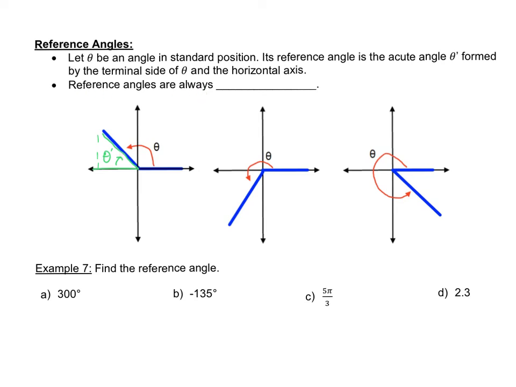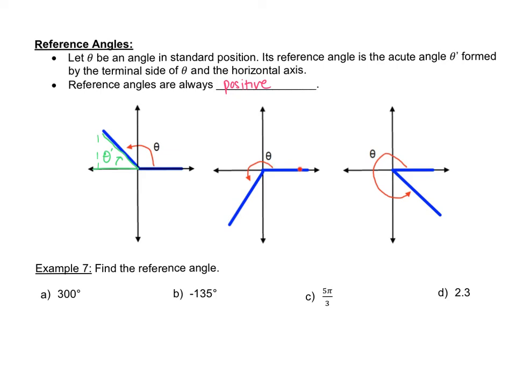I also want to mention that reference angles are always positive. They are always positive angles. So if I had to figure out what this angle is here, I would take 180, subtract whatever this angle is, and get that angle. But make sure you write it as a positive angle.